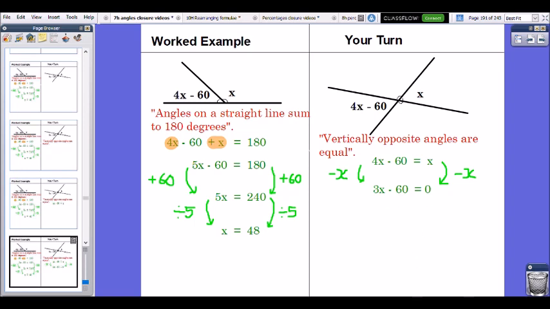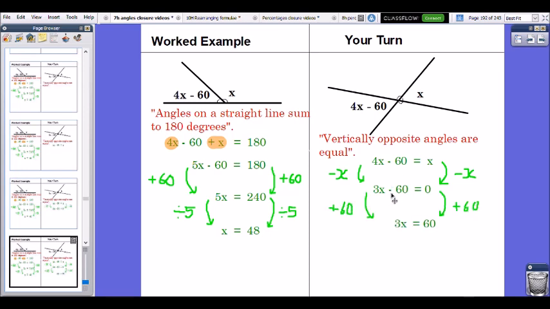Where can I go from here? Well, I'm just looking for x on its own, so that negative 60 does not need to be there. How can I get rid of a negative 60? What's the opposite to minusing 60? Well, let's add 60 to both sides and see what happens.